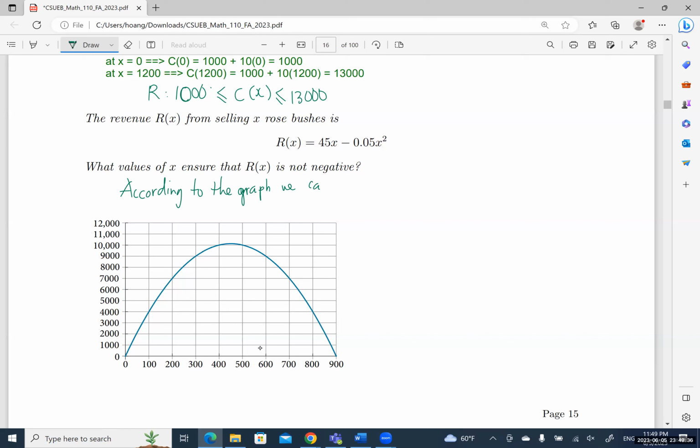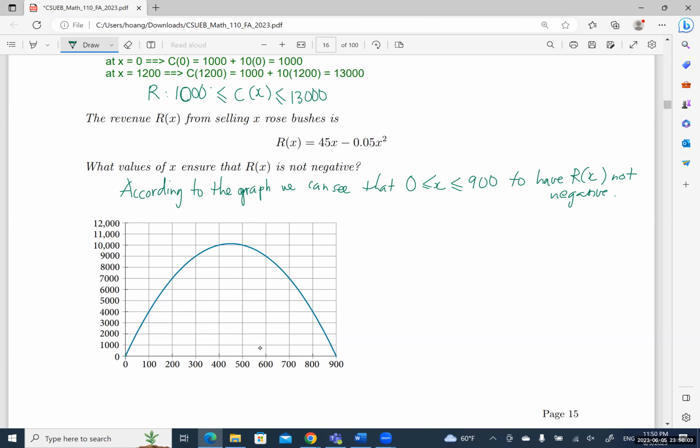We can see that X needs to be between 0 and 900 to have revenues not negative.